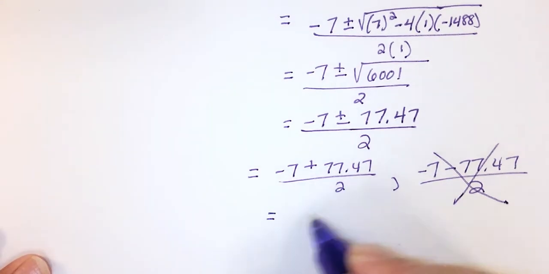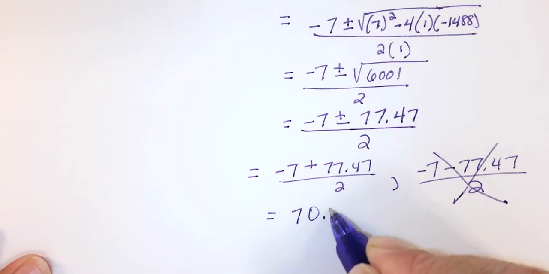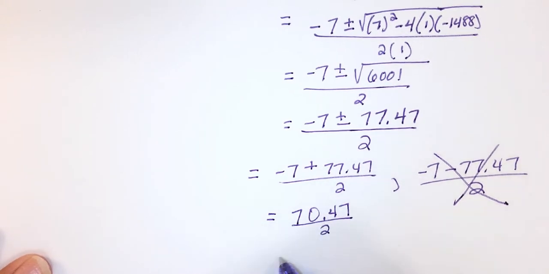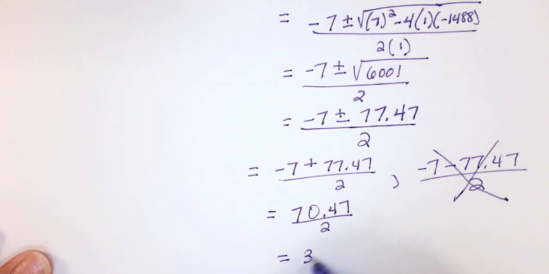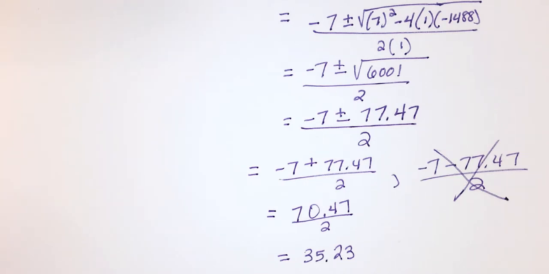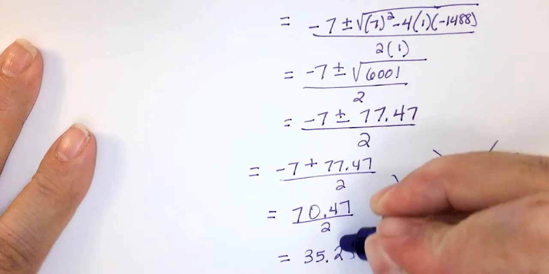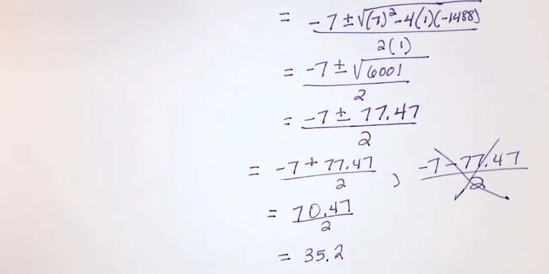So this is going to be 70.47 divided by 2. And then when we do that calculation, you get 35.23. And if we want to round to 1 decimal, then we really just need 35.2. Okay, so this is 35.2 inches.